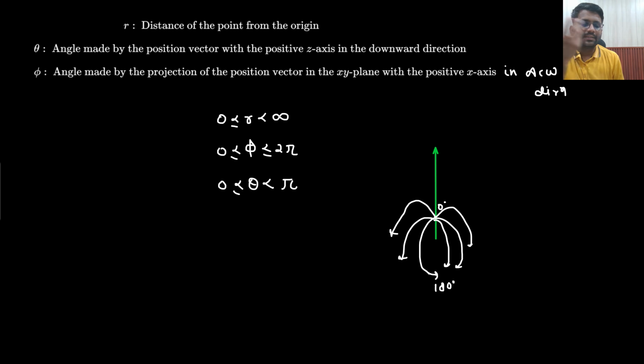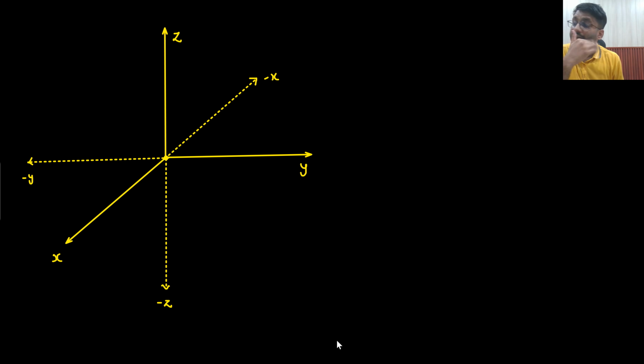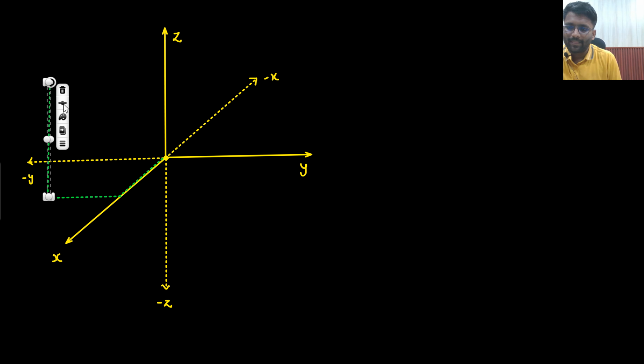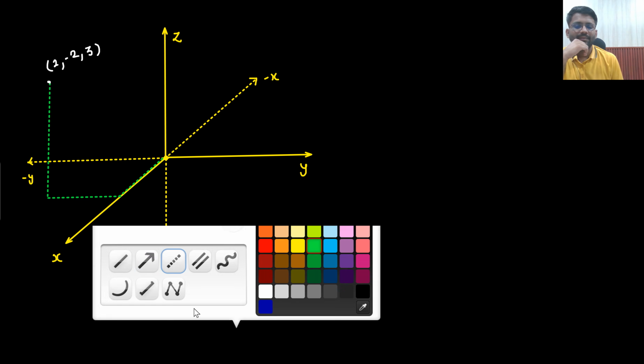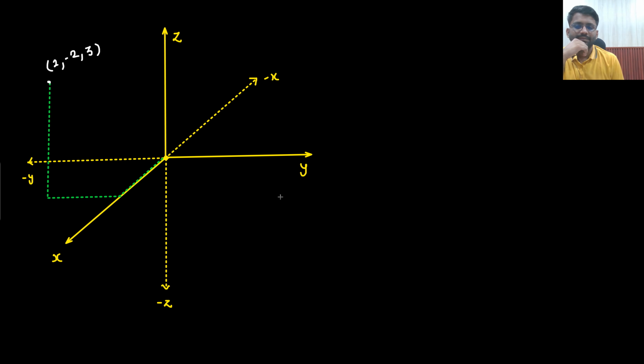Okay. Let's mark up some point. Let's cover a distance of x equals 2, y equals minus 2, and z equals 3. X equals 2, y equals minus 2, and z equals 3. Here we need to come. So how will I come?